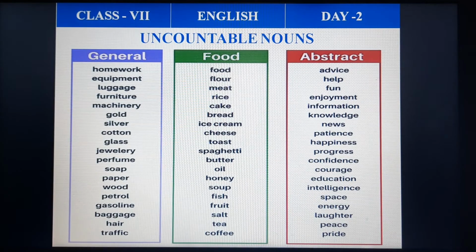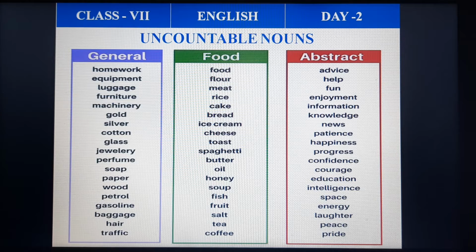And now let's go to the uncountable nouns. Uncountable nouns often refer to the nouns which we cannot count. Let's look into the general things which we cannot count, like homework. You can't count your homework. And you can't count your luggage. You can't count your gold. You can't count cotton. You can't count glass, jewelry, soap, paper. All these nouns are uncountable. And food you can't count. You can't count rice, can't count cake, oil, honey. All these you can't count.